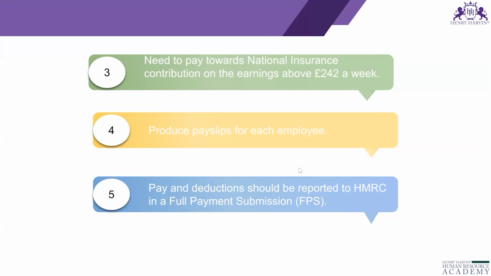This is related to a slab. Above this, if an employee earns £242 a week, only above that will the employee contribute to National Insurance. Below that, the employee will not contribute to National Insurance. This is something you'll learn in more detail later on.